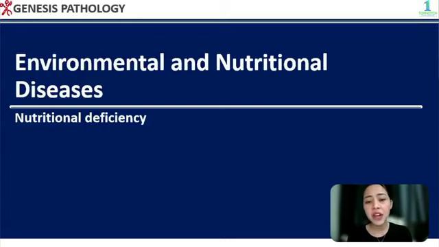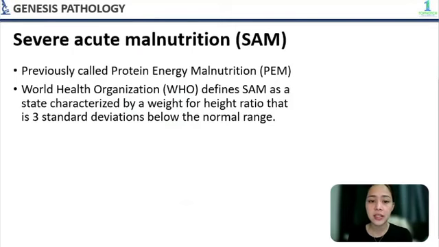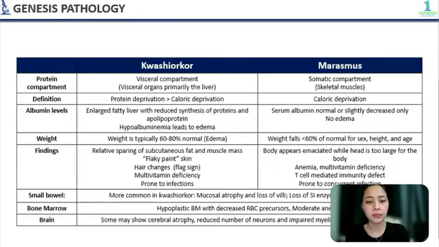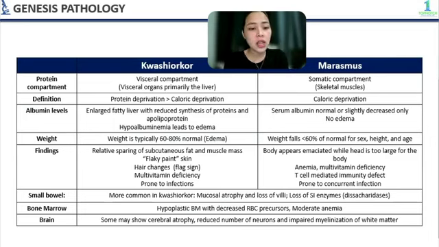And lastly, we have environmental and nutritional diseases. Severe acute malnutrition was previously known as protein energy malnutrition, and it is defined as a weight for height ratio that is 3 standard deviations below normal. So at two ends of the SAM spectrum are kwashiorkor and marasmus. So kwashiorkor, this occurs if protein deprivation is greater than the total reduction in calories.